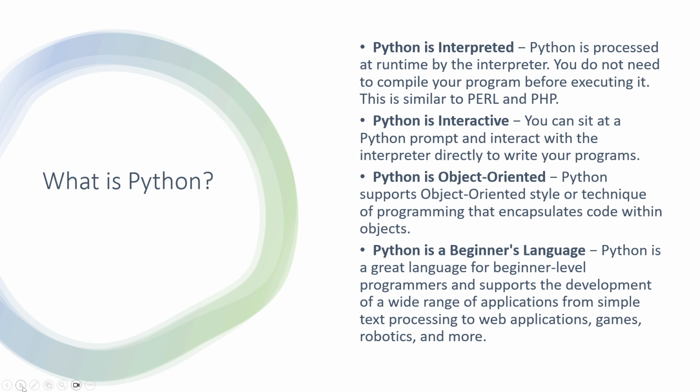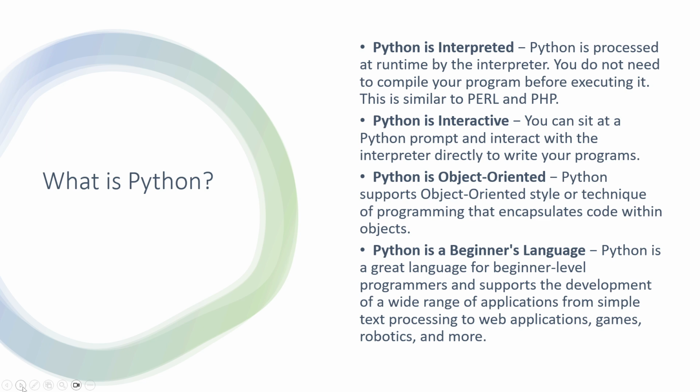That's similar to Perl and PHP. Java and the C type languages, C, C++, C Sharp, those types of languages, before you run it, you actually have to compile it, which means you have to convert it to machine language before you can execute it. Python can execute from its original Python file type.